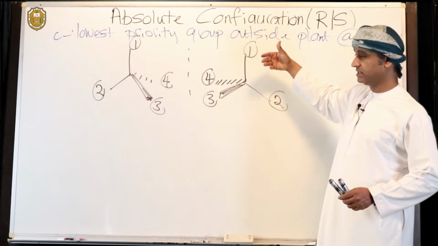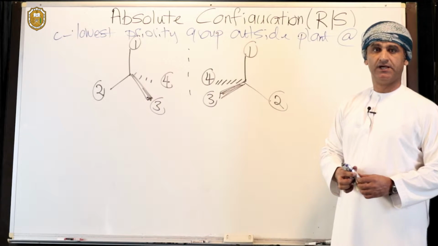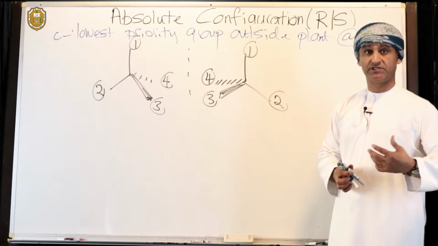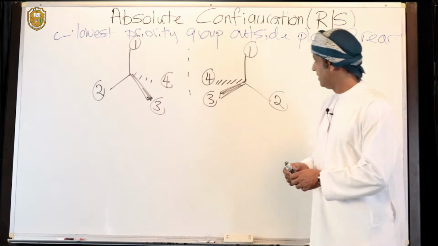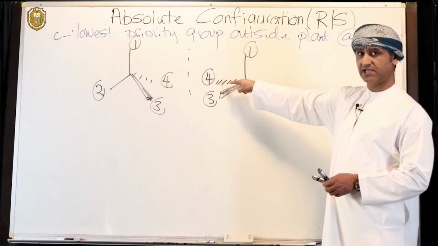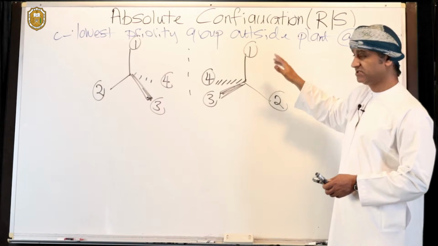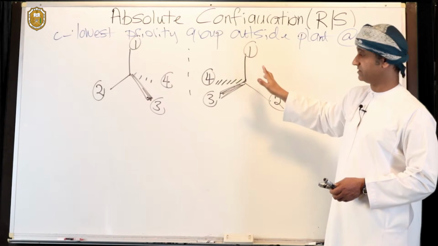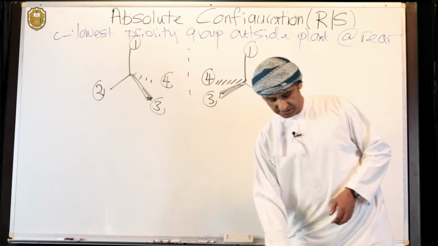Of course, we will take the case where the lowest priority group is outside the plane at the front after this. Now, if you look at this, the lowest priority group is actually already behind, if you like. It's already at the back. So this should be the easiest so far. The way to look at this is not actually difficult.